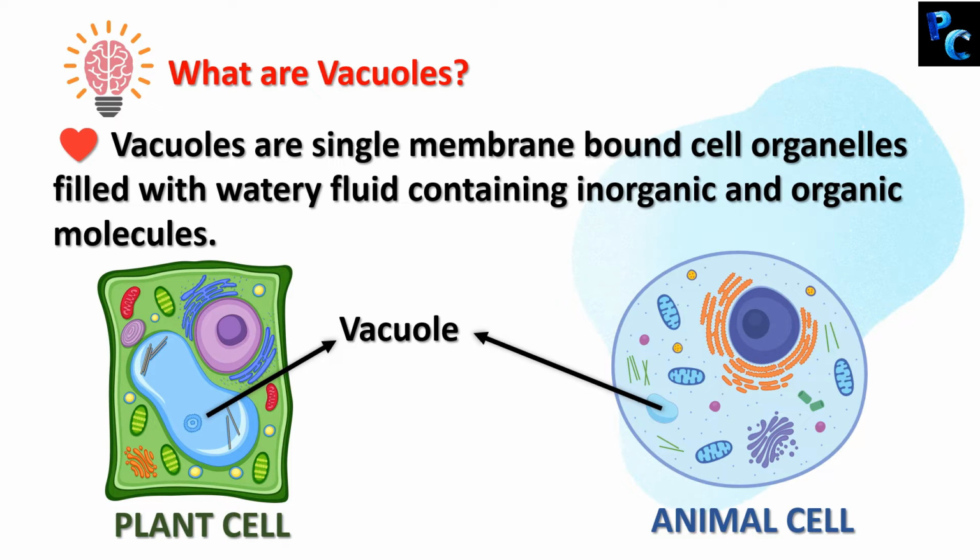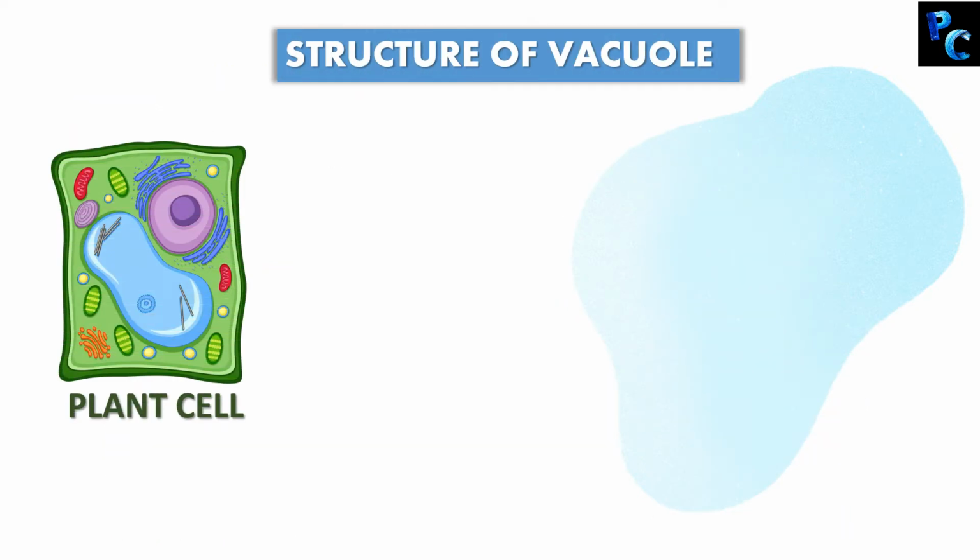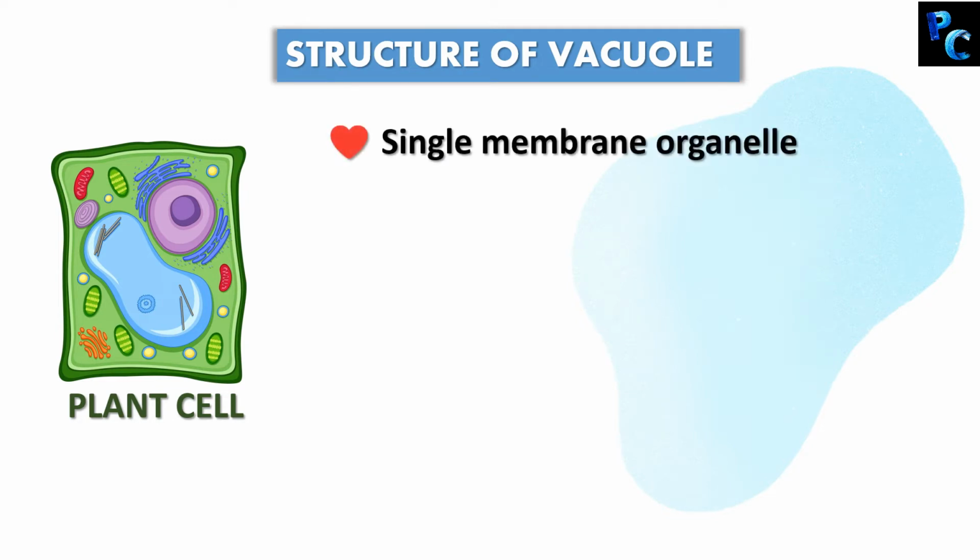In plant cells, you can see that the vacuole is so large that it has pushed the nucleus to the edge. Now let's see the structure of the vacuole. As I have told you, it is a single membrane bound organelle. The membrane is made of phospholipid like other membranes.